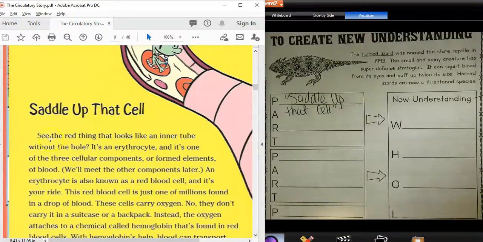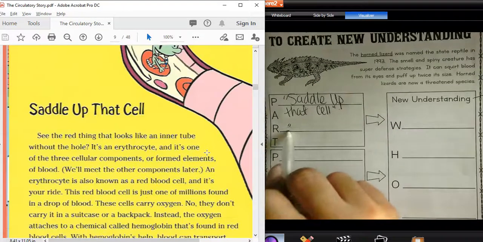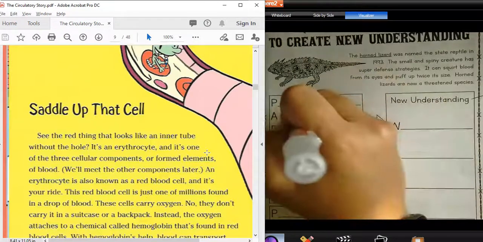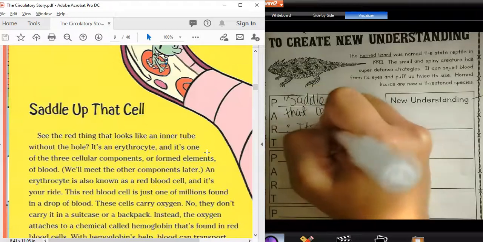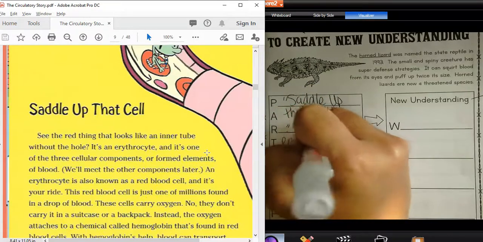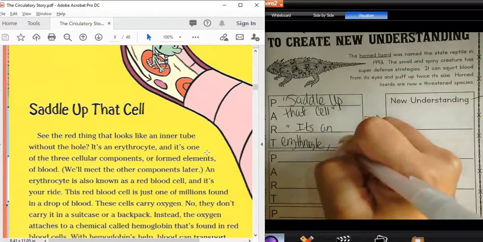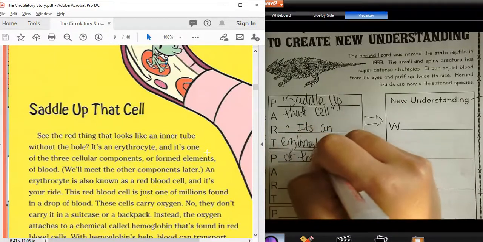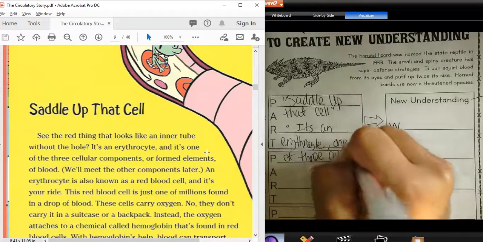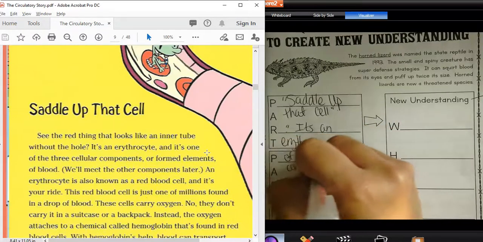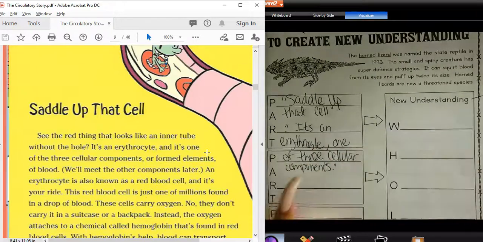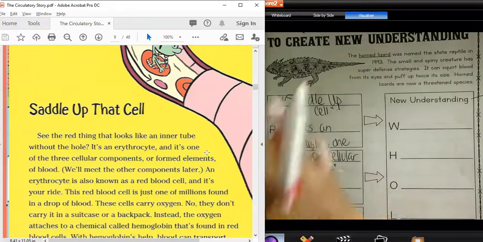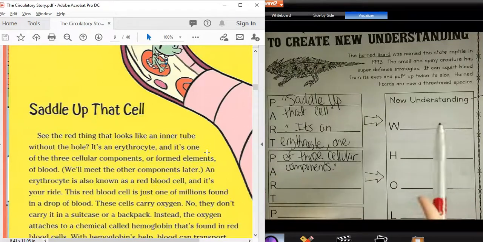Okay, so let's go ahead and look here. I'm going to copy this sentence. So I'm going to put "it's an erythrocyte." I'm going to use quotations because I'm copying exactly what the author wrote. So "it's an erythrocyte, one of 3 cellular components." Now, if you notice, I'm not writing perfect in the lines, which is okay. We just want to gather important information and make a new understanding.